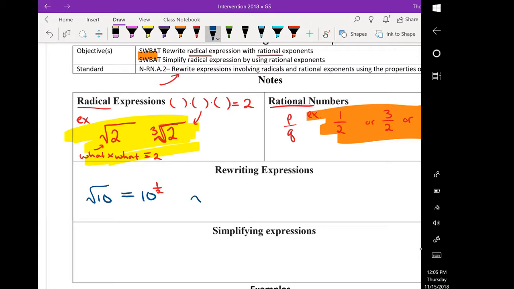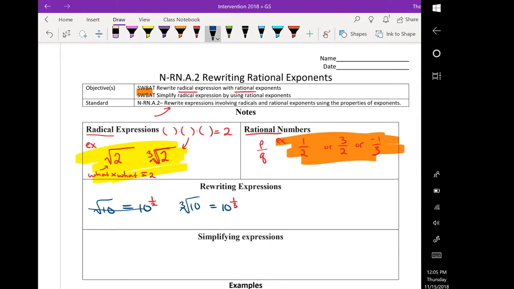Another example, we could do it with the cube root of 10. If there's a radical like that, we can rewrite it with instead a 10 to the 1 divided by 3. Now these fractions are the same as it being divided. So it's like saying what times itself twice gives us 10 in the first example. What times itself 3 times gives us 10 in the second example. We can also combine these. So one more example, say we had the cube root of 10 squared.